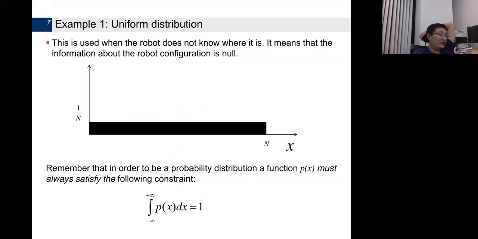For example, if it's equally distributed, quite equal, then this is uniform, right? That means the information is zero. You don't have any information about the position. The best you can do is just guess a uniform. In whatever case, the integral of the PDF goes to 1.